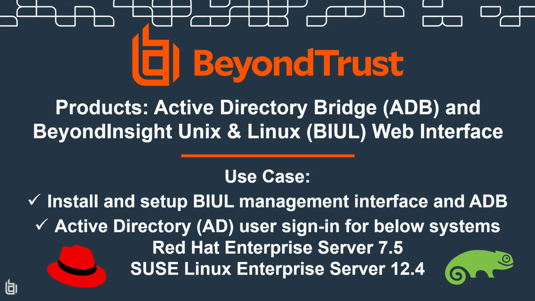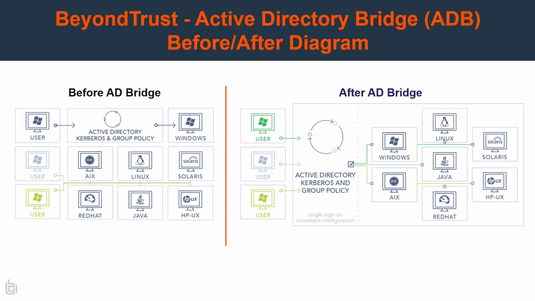In this video, we're going to be covering BeyondTrust Product Active Directory Bridge and BeyondInsight Unix and Linux web interface. For the use case, we're going to be installing and setting up BIUL management interface and ADB. And we're going to demonstrate Active Directory user sign-in for Red Hat Enterprise Server 7.5 and SUSE Linux Enterprise Server 12.4.